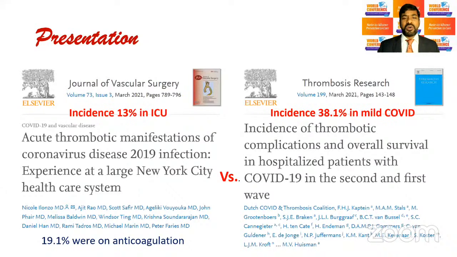Look at this particular cohort from New York City. They say that the incidence of acute limb ischemias, so this is of the thrombotic episodes, is something like 13% in ICU, the severe COVIDs, whereas in this other paper, we see that the incidence could be as high as 38.1% in just mild COVID. And then it also is very clear that the majority of them have actually been on thromboprophylaxis.